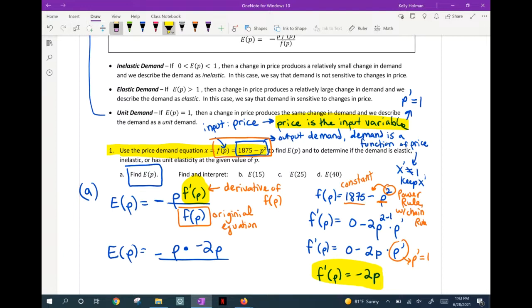And then in the denominator, we're just going to put the original function back in down here. So the original function that was given to us, that was the 1875 minus p squared.